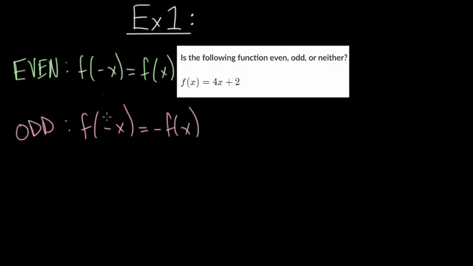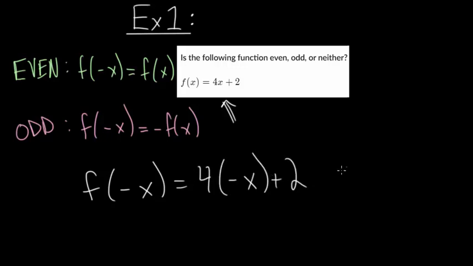So essentially, in both of these cases, we're going to plug minus x into our function and see if we get either the function back or the opposite of our function back. So let's do that for this particular equation here. So we have f of minus x, and anywhere we see an x, we're going to replace it with minus x. So we have 4 times minus x plus 2, and this simplifies to minus 4x plus 2.